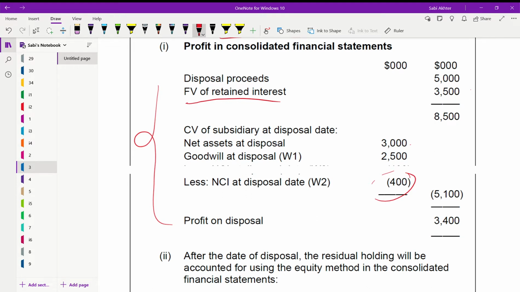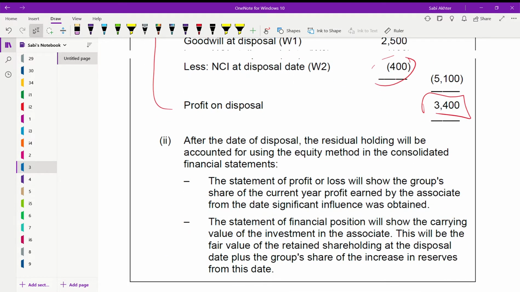Because you're losing control. That's why. So everything remains the same, only this is added here. And hence now this is the profit. Now you have to explain how to account for that remaining, that means how to account for that associate.